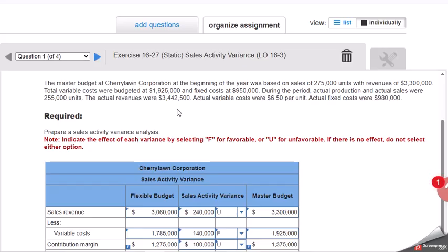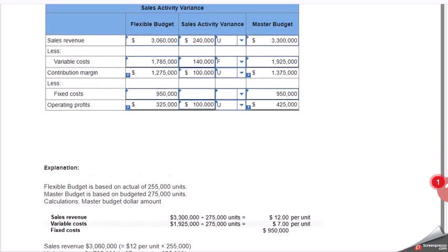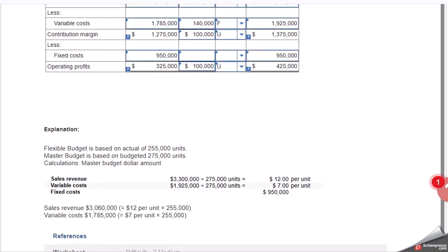During the period, actual production and actual sales were 255,000 units, with actual revenues of 3,442,500, an actual variable cost of $6.50 per unit, and actual fixed costs of 980,000. So that's what you're filling in.